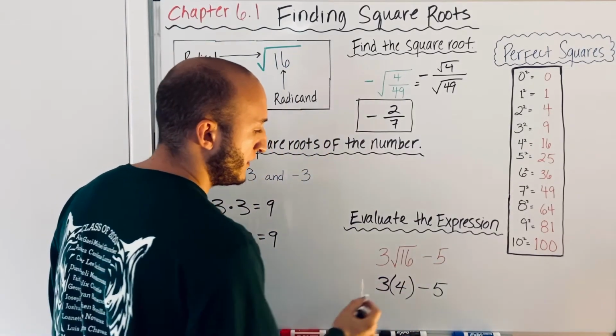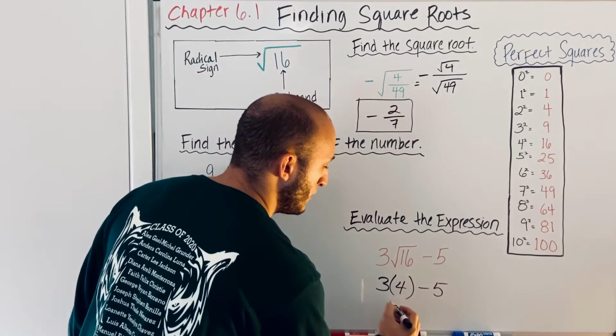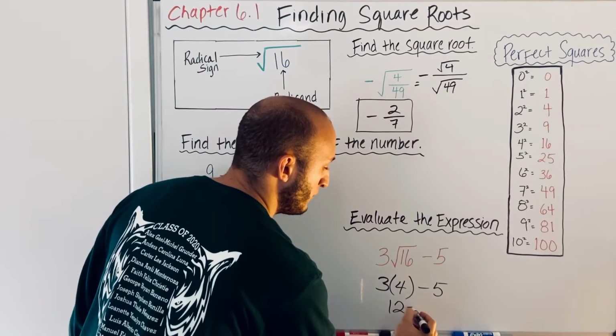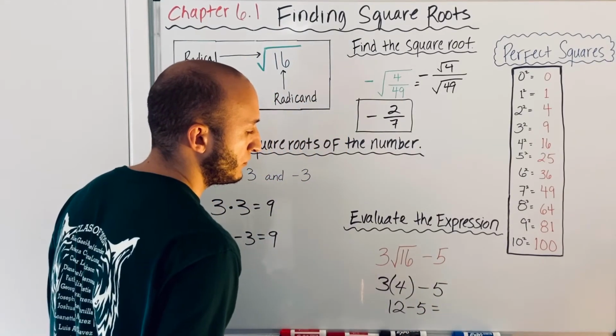Okay, then I have 3 times 4 is 12 minus 5 equals 7.